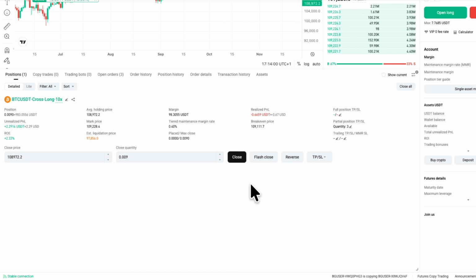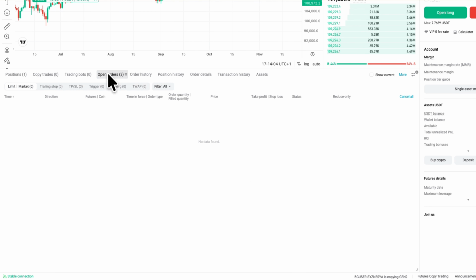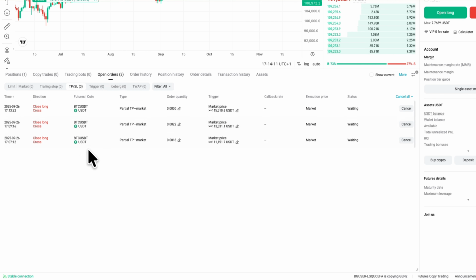So now I've set the multiple take profit levels, and if you want to see them, just come here to open orders. So if you come to open orders right here, then come to TP/SL, you click on it. Once you click on it, you'll see the 3 different take profit levels right there. So you can see these are the 3 take profit levels. And you can see the price at which I'm selling. The first one, it will sell at $111,000. The second one, $113,000. And the last one is at $115,000. So you can see the quantity I'm selling right here. I'm selling 0.0018 BTC.